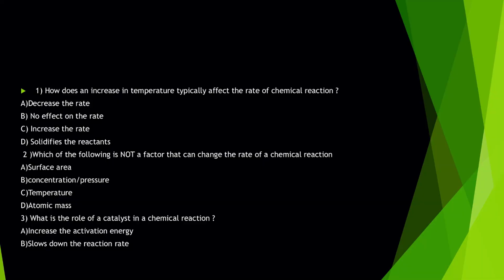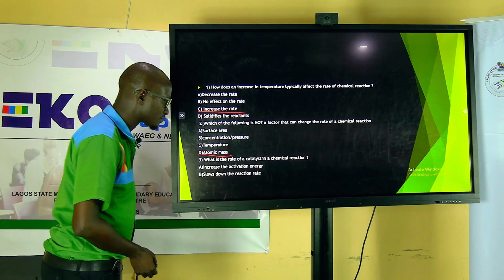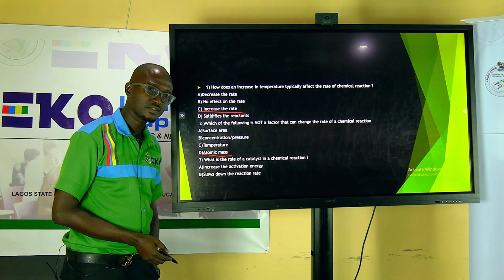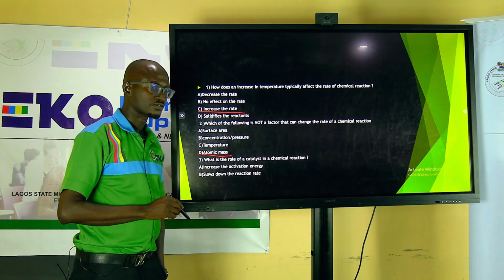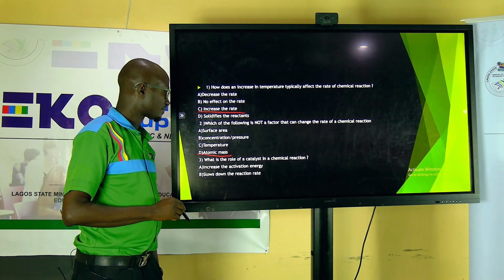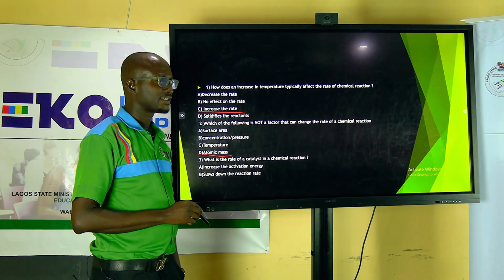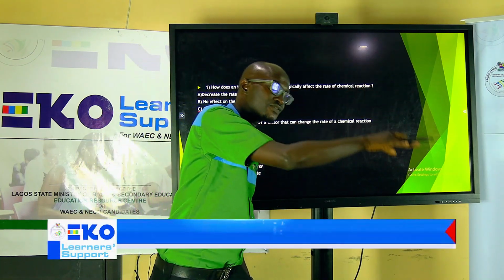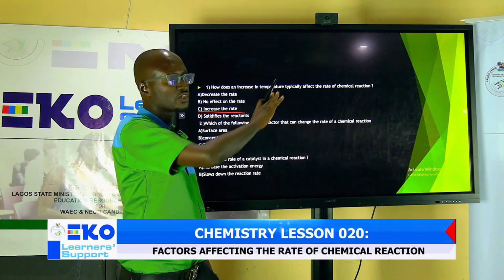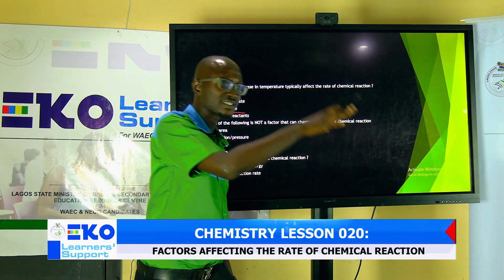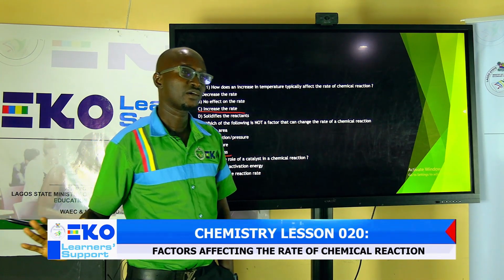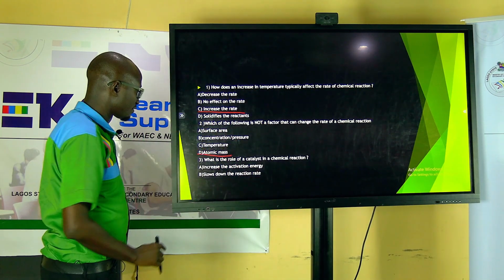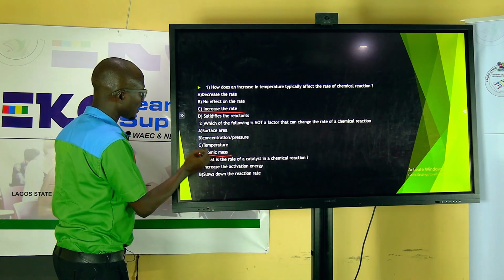What is the role of a catalyst? Increase the activation energy. Does it increase the activation energy? I did not remember telling you that. So, boy, you got it wrong. A catalyst does not increase the activation energy. Instead, thank you very much, it lowers the activation energy. That's why I used the high jump as an example for you. It lowers the activation energy so that many reactants will be able to what? Scale through. So it does not increase the activation energy.